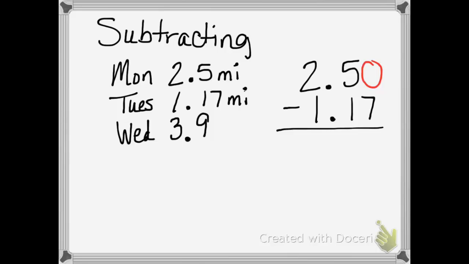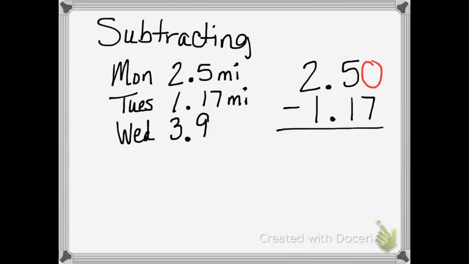I can see that 2.5 is larger than 1.17. So when I subtract this, I want to have a positive number for my answer. So I can't just say, well, this is going to be a negative. I need to borrow because my whole answer needs to be positive.